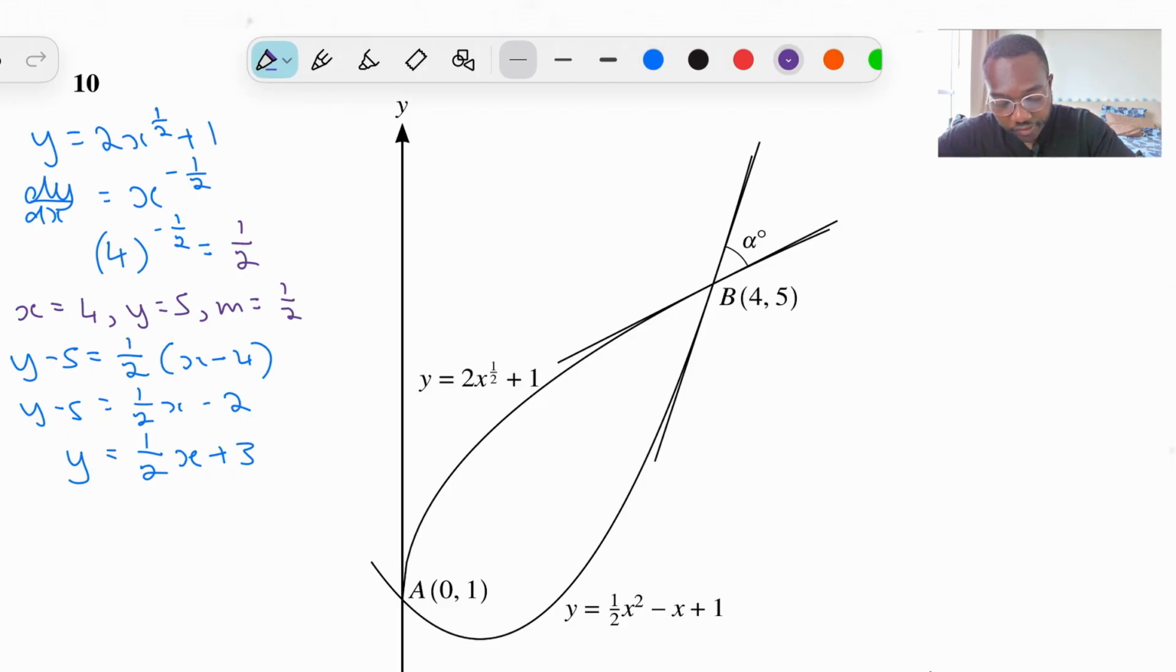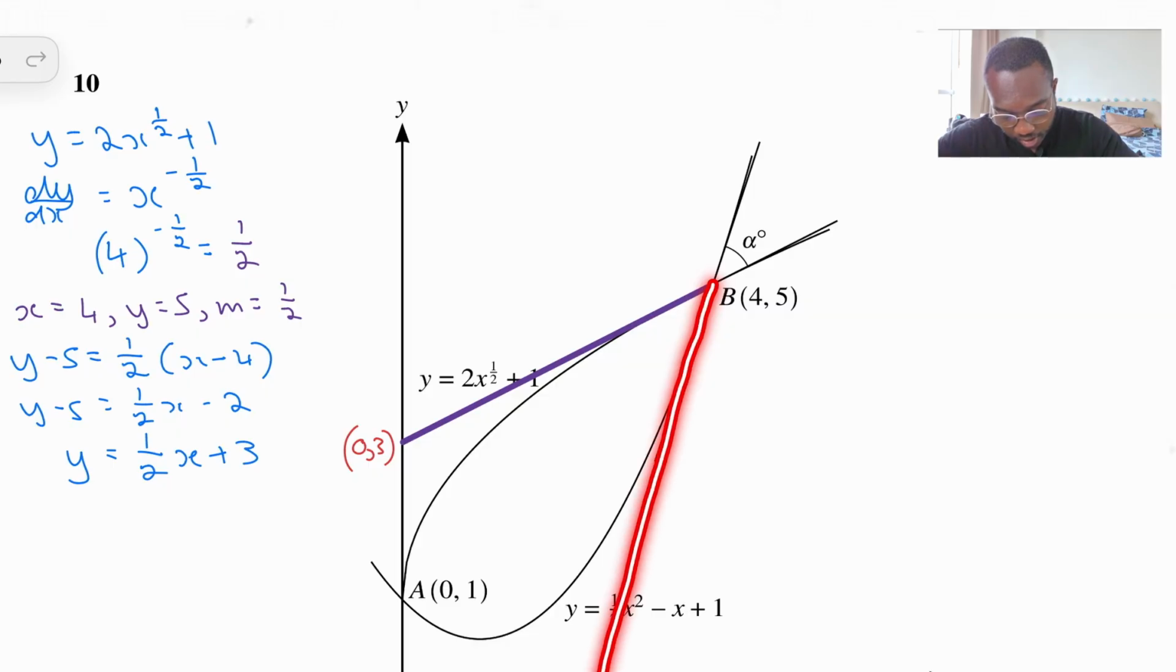So if I was just to draw my lines on again, we know that this line here is a half x plus 3. Therefore, if we think about the y-intercept, this point here must be (0, 3). And now we're going to do a similar thing, but for this value here. So again, we're going to differentiate.